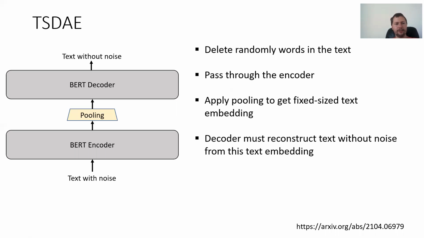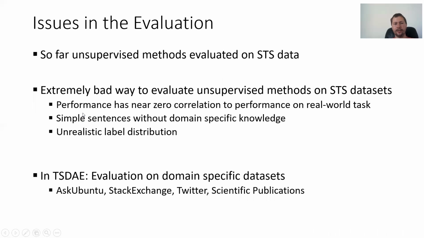Work presented by us is TSDAE. It's a denoising autoencoder architecture. You take some text, you add some noise. What we found works best is to delete words. So you take the text, you delete words, you pass it to a BERT encoder, and then you do a pooling operation. For example, you take the mean of all the BERT token embeddings so that you have a fixed size sentence embedding. And then you take a decoder and you try to reconstruct the text without the noise. So at the bottom, you have the text with the encoder, which gives you a fixed size embedding for any input text.